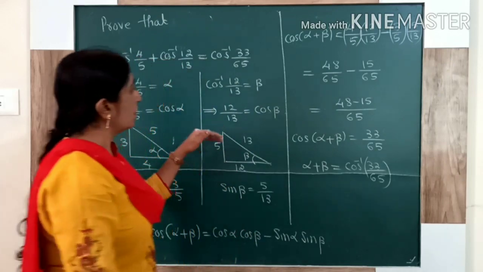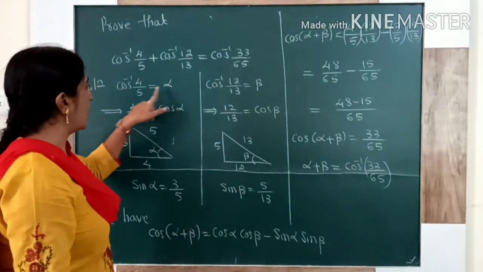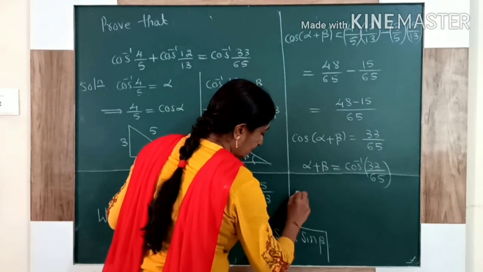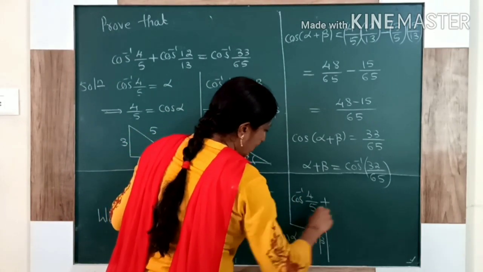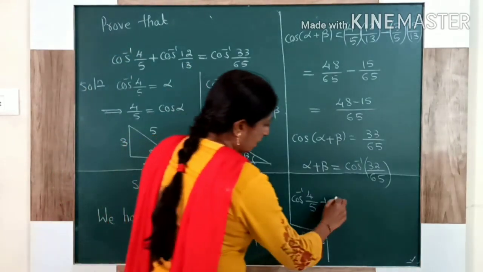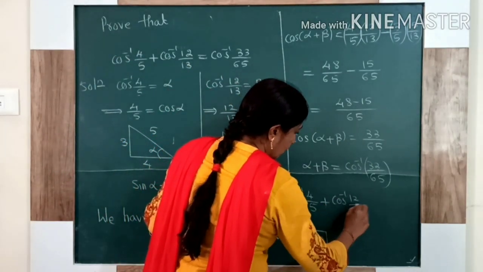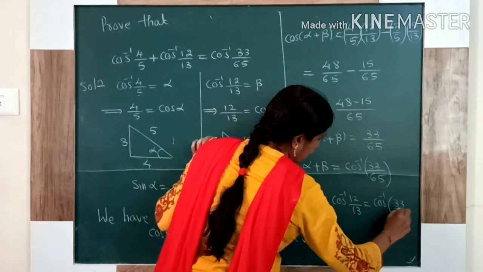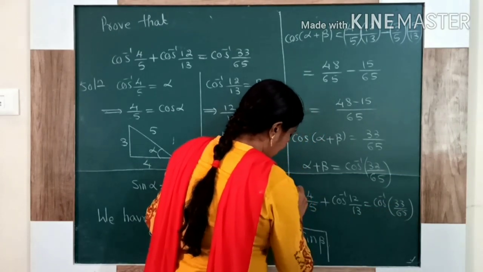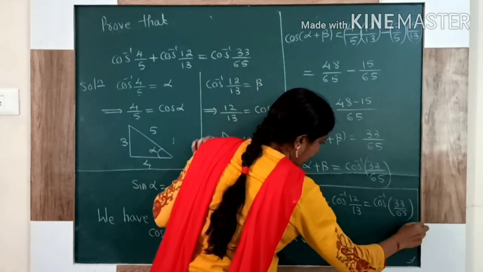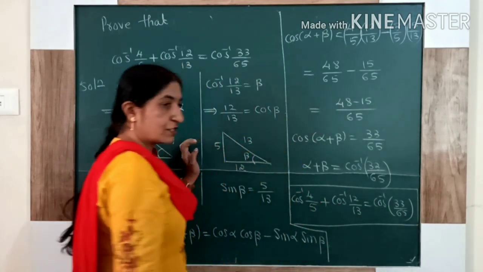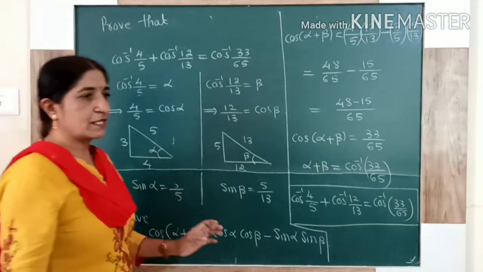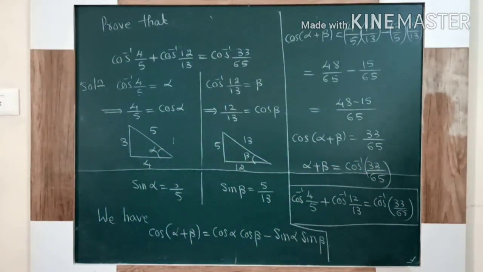After this, coming to the previous steps. See, what is alpha? Alpha is cos inverse 4 by 5. And what is beta? Cos inverse 12 by 13 is equal to cos inverse 33 by 65. See the students, here in this example, without taking either LHS or RHS, we got the answer. So we just want the basic, simple exam formulas.